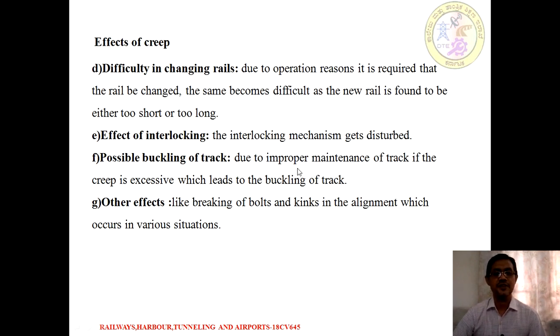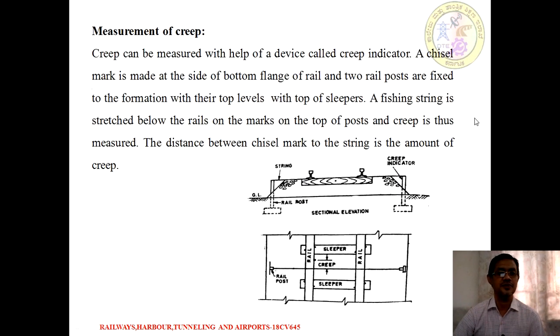Once again, improper maintenance of a track is going to induce excessive creep, which is going to lead to buckling of the track. Some more effects are the breaking of fish bolts or kinks in the alignment. That is going to occur in various situations. So these are the ill effects of creep.